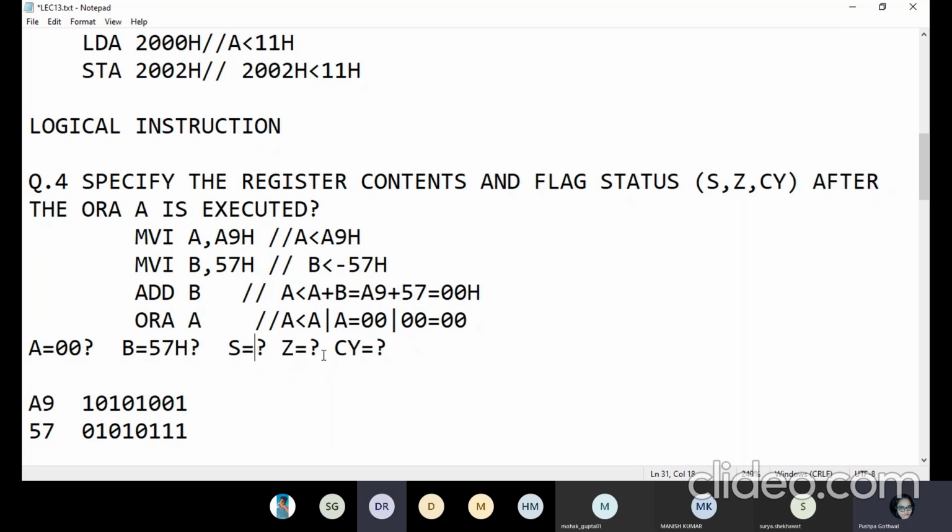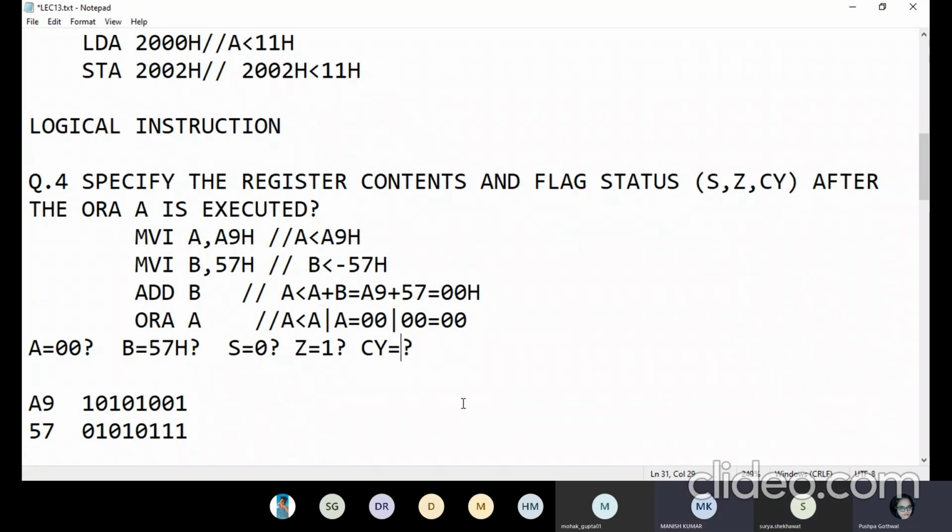What about the sign flag, zero flag, carry flag? Sign flag, so then 0, because D7 is 0. The zero flag will be 1, and no carry flag will be there. Carry flag will be 1, no? Achha haan, sorry, carry flag is 1.